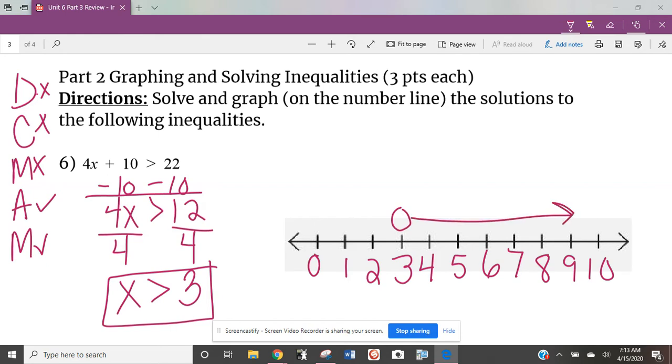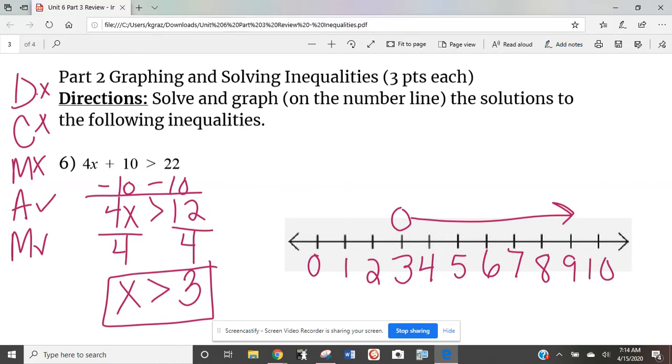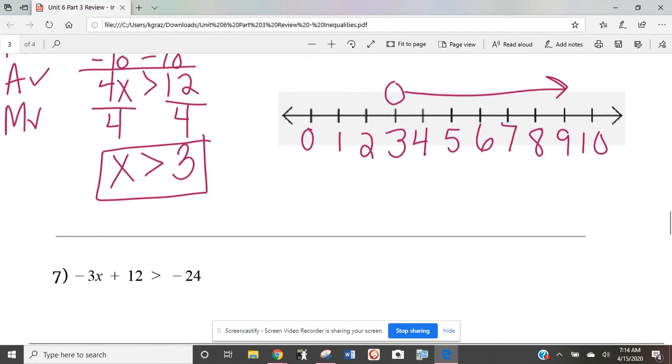Okay. So the reason why my point on the graph is open is because it is a greater than symbol, right? So if it was a greater than or equal to symbol, I would fill that in. And then it says greater than, so we are going to point to the right. Remember, if your variable is on the left-hand side, then whatever direction your inequality is pointing, that's the direction that your arrow will go.